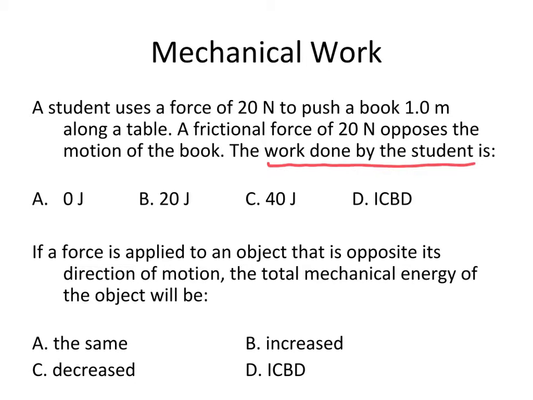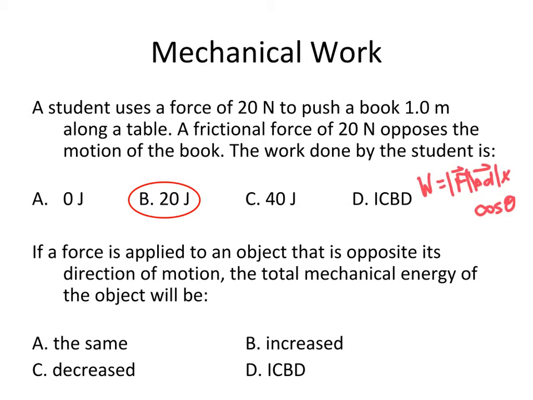If we're looking for the work done by the student, then we will only consider the force exerted by the student. The frictional force is of no importance. And we get 20 joules because work is equal to the force times the displacement. These are magnitudes times cosine theta. Here we're assuming that theta is 0, meaning that the direction of the force is the same as the direction of the displacement. So we have 20 newtons times 1 meter, and we get 20 joules.